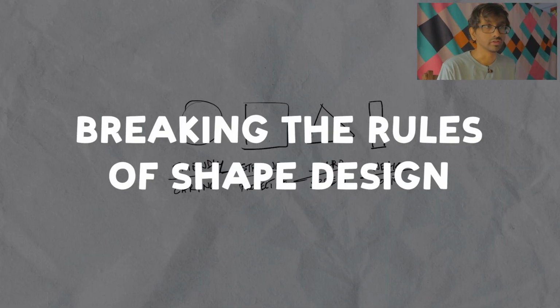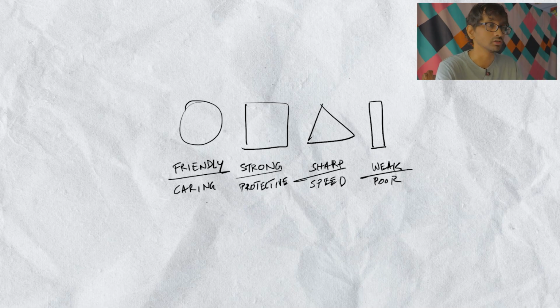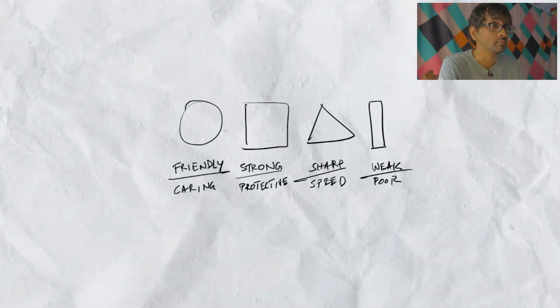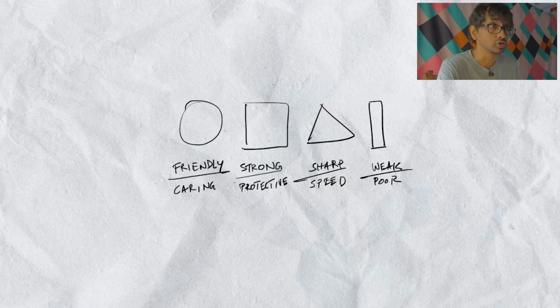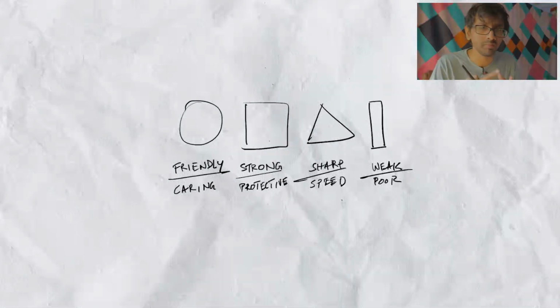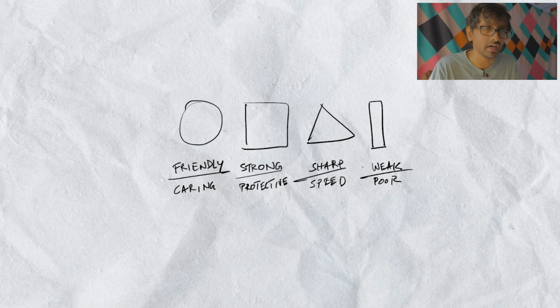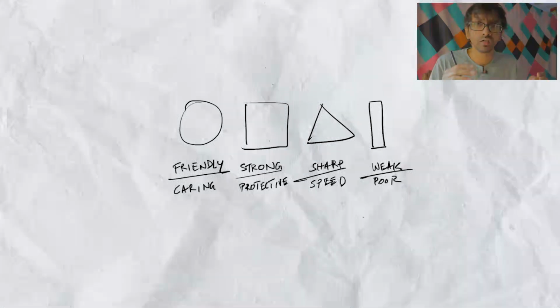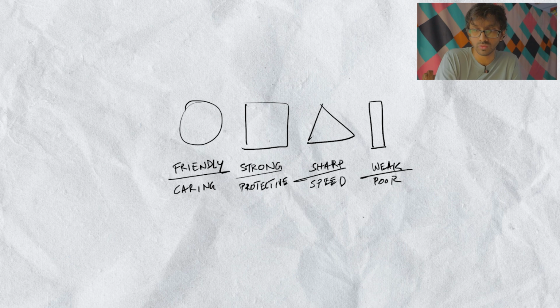Now I want to talk about this shape design concept over here. It is a normal assumption that these shapes define a certain characteristic of a character, all right? So for example, characters based on circle or spherical shapes are friendly and caring, and characters based on a square are strong and protective, all right? Then characters based on a triangle are very sharp enemy characters, or most of them are speedy characters or something like that. And characters based on a thin rectangle are weak and poor because they have no fat on their bodies, etc, etc, etc.